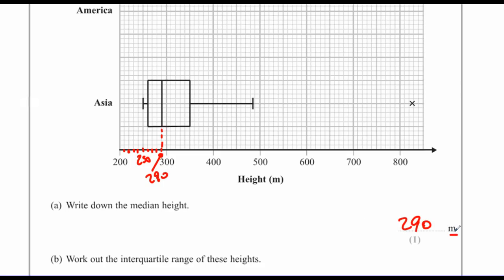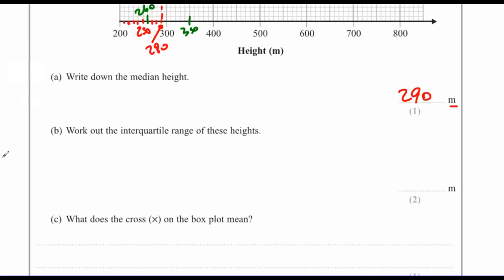Part B, work out the interquartile range. So that means your upper quartile, which is here, which is between 300 and 400, bang in the middle, 350, and between the lower quartile, which is here, which is 260. So between 350 and 260, the answer, you can do 350 minus 260 and you get 90. You can do it on your calculator if you're not sure. Okay, so that's the interquartile range.